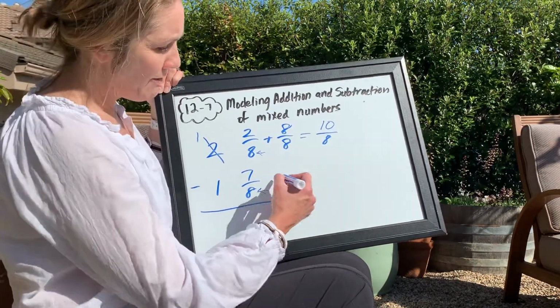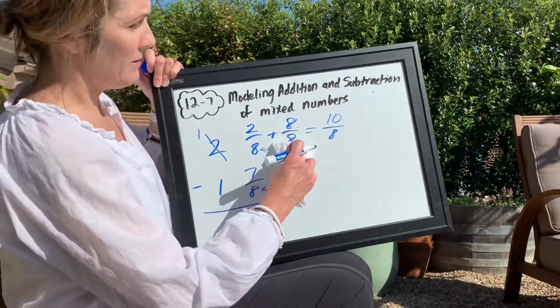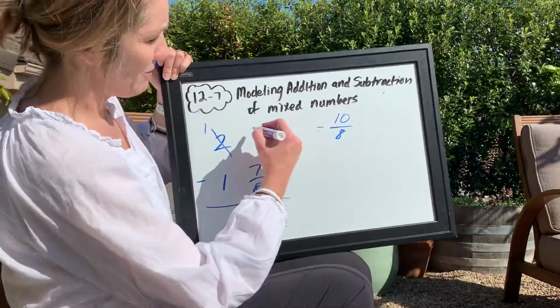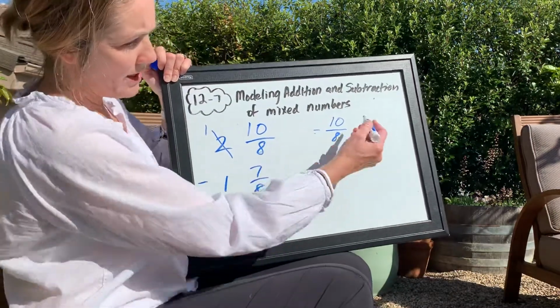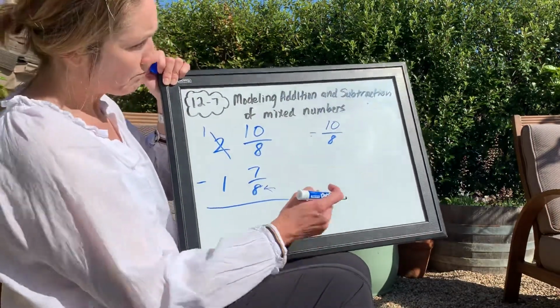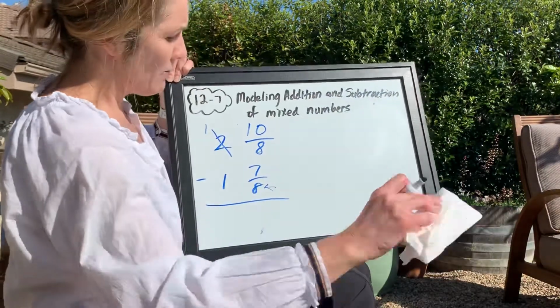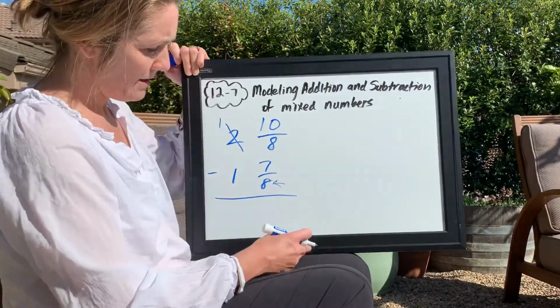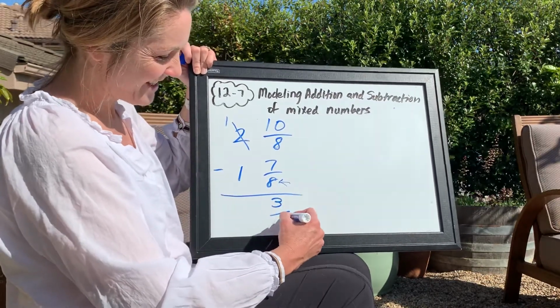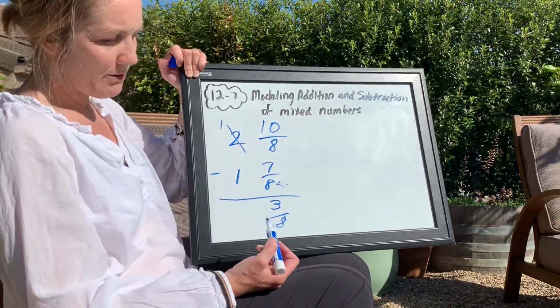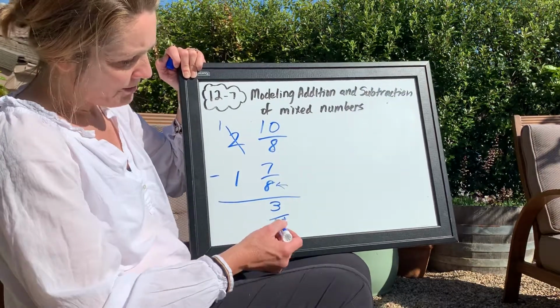So to save kind of how I did that, keep it over here. I'm going to bring it back and rename it over here. You could actually just keep writing it over here on this side. Okay. Now we have 10 subtract 7, which is 3 eighths. And 1 subtract 1 is 0. So truly what happens here is we just have 3/8 left.